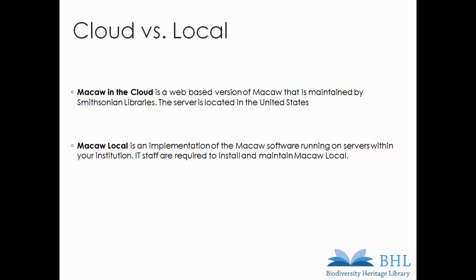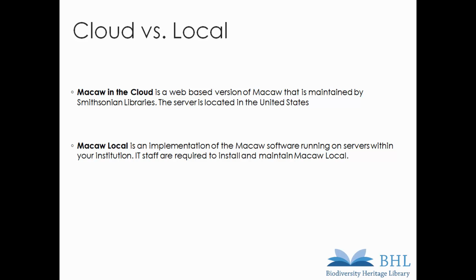If using JPEG 2000 files does not resolve the problems, then you have a second option. Macaw Local is a version of Macaw that you download and run on your institution's servers. While this resolves bandwidth problems, you must regularly have IT staff update Macaw to the current version after they initially install it.